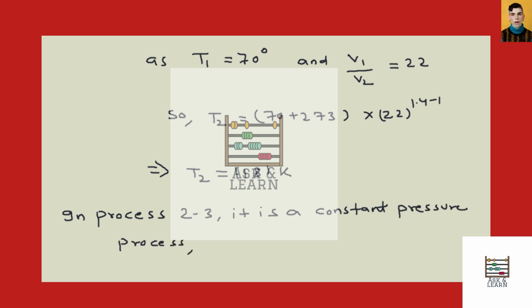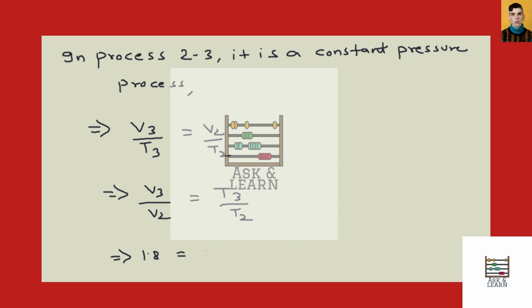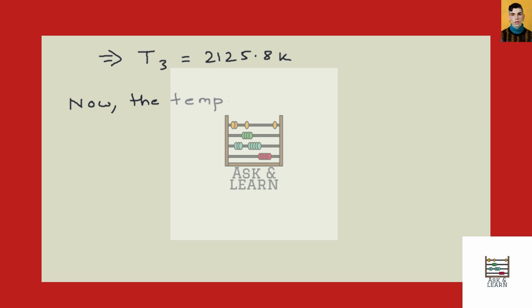Now going forward, in process 2 to 3, it is a constant pressure process. So we can write V3 by T3 is equal to V2 by T2. On solving further we can write this. Going further we can put the value here. After that we will solve it. On solving we will get the value of T3 as 2125.8 Kelvin.